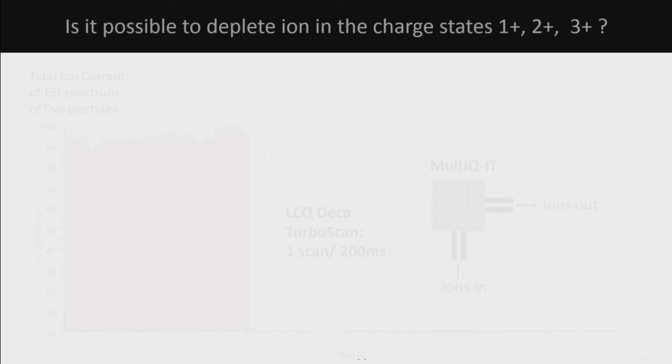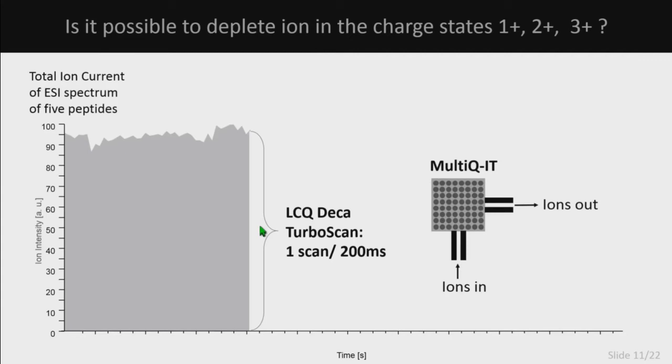Is it possible to deplete single ions in charge states 1+, 2+, and 3+? Indeed, we found a new effect while we were measuring the total ion current of the electrospray spectrum of the 5-peptide mixture again. But this time we were operating the LCQ DECA as fast as possible in turbo scan mode, which allows us to obtain 5 spectra per second.